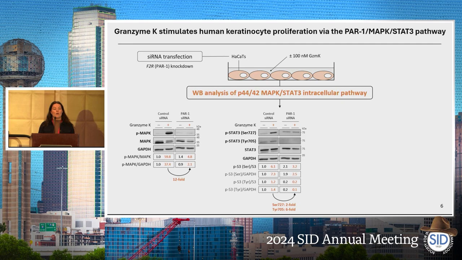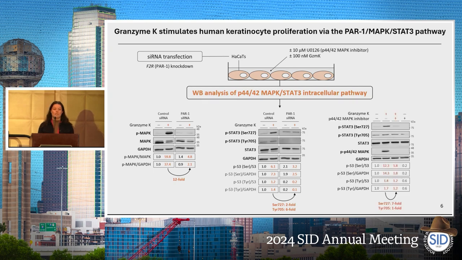However, when PAR1 is knocked down, this inhibits Granzyme K's ability to phosphorylate these proteins. And following this, we wanted to see in particular whether the Granzyme K phosphorylation of STAT3 was occurring directly downstream of P44/42 MAPK phosphorylation or via a different signaling pathway.